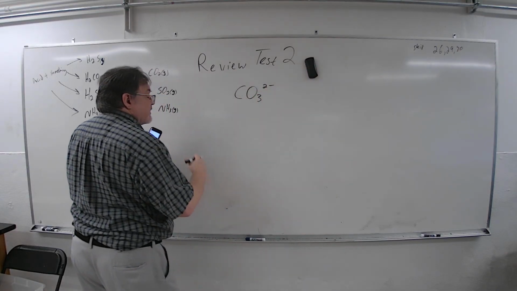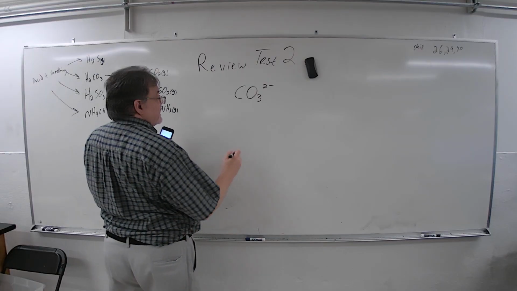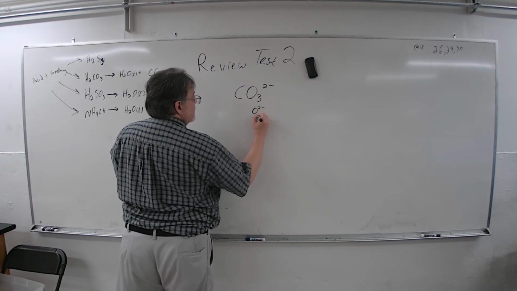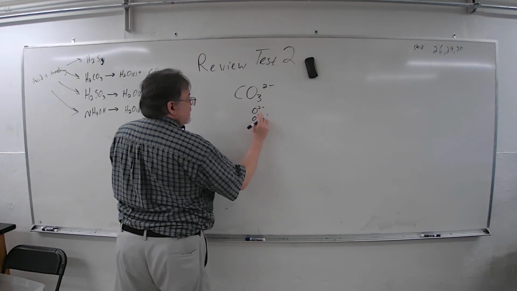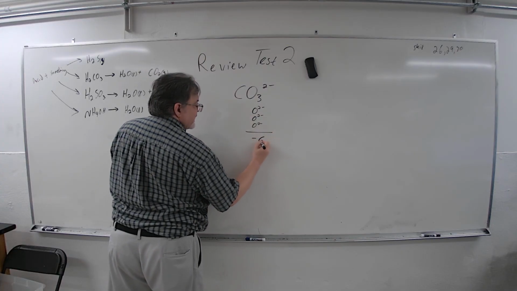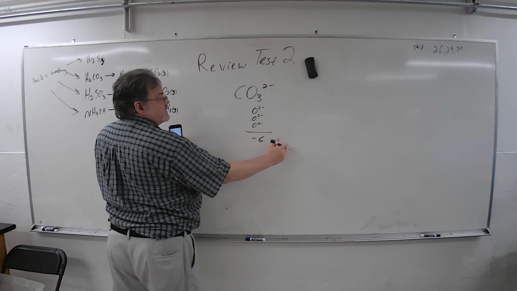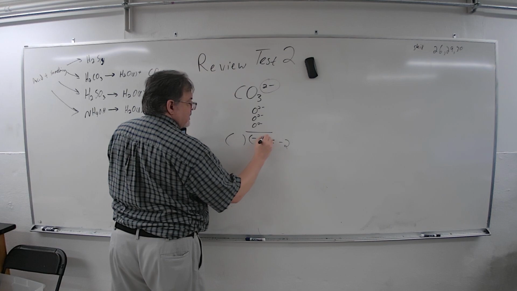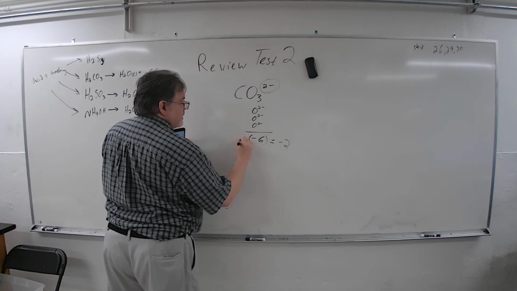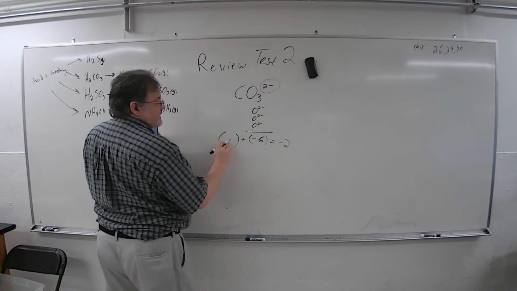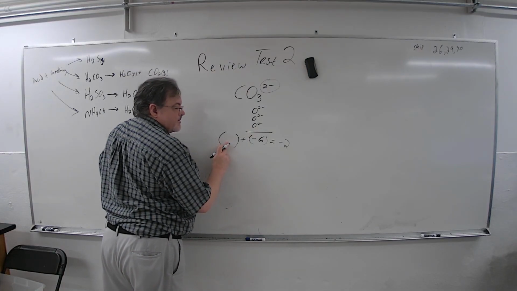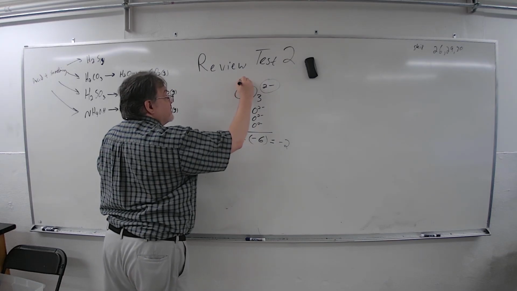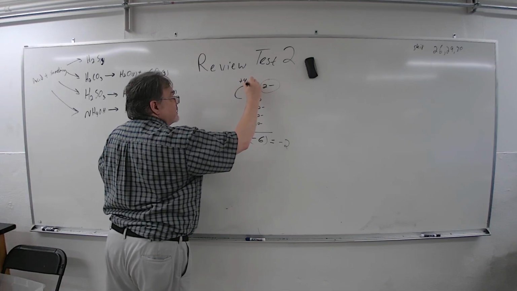So what's the oxidation state of carbon? What's the oxidation state of oxygen? There's 3 oxygens, so I got a total of -6. What goes on the other side of this equal sign is this charge, -2. So what needs to go here? This would have to be +4 to equal -2. So carbon is +4 and oxygen is -2 here.